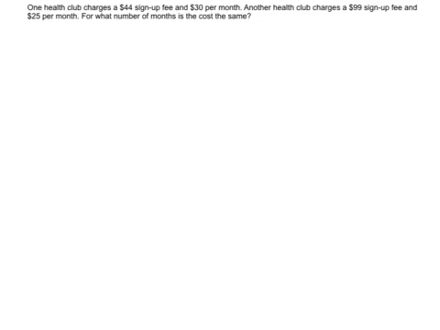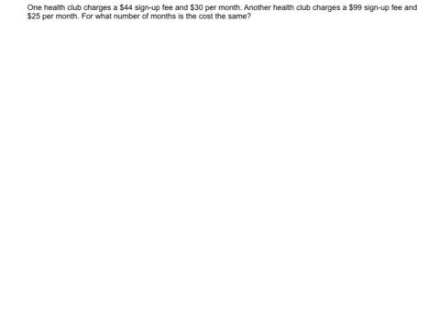Okay, so let's look at example 2. Example 2 says one health club charges a $44 sign-up fee and $30 per month. Another health club charges a $99 sign-up fee and $25 per month. For what number of months is the cost the same?